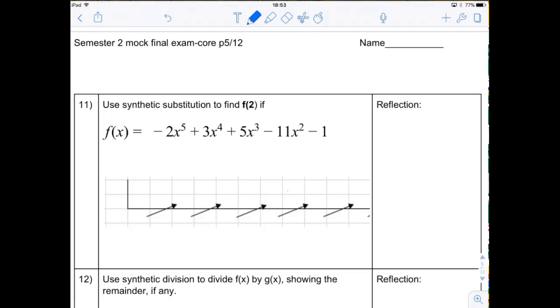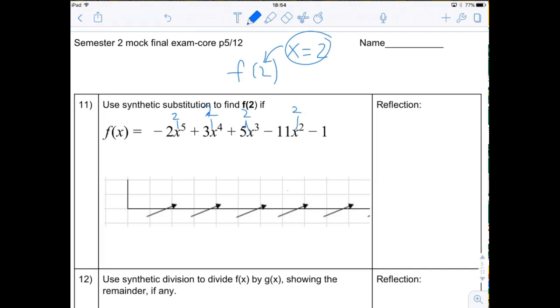Okay, now we're working on page 5 of the core exam. First it says, use synthetic substitution to find f of 2 if f of x equals this. What this notation f of 2 means, it says, hey, x equals 2, I want you to put it inside f. So it's kind of like, oh, I'm going to put 2 here, I'm going to put 2 here, I'm going to put 2 here.